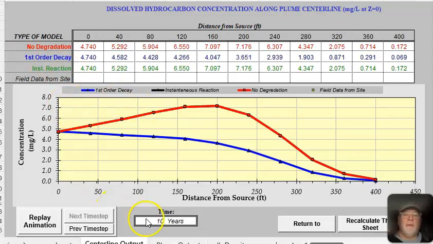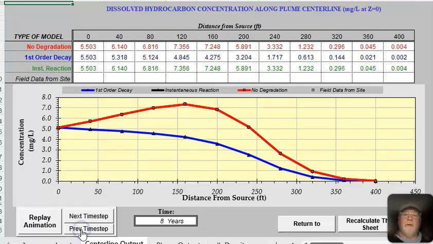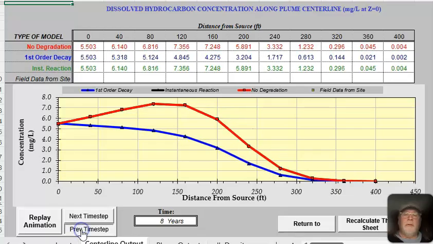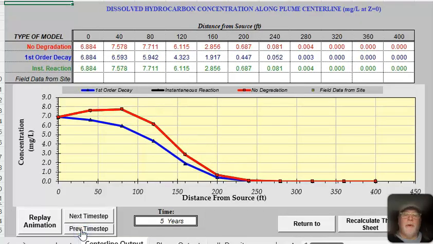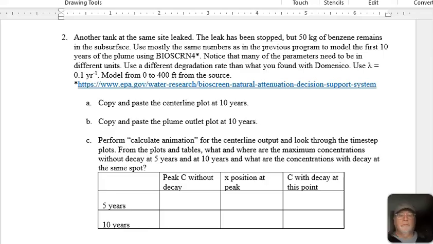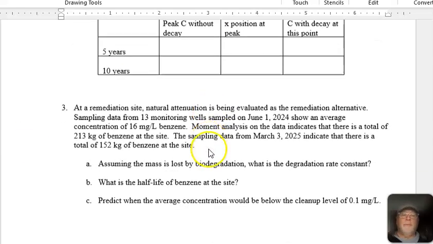I've run the animation. This is at 10 years. It gives me the concentrations with decay and without decay at a time of 10 years, and then I can scroll back through the animation to the different years and look at the curves and look at the numbers, and I want to make note of that at 5 years and at 10 years. So record those and look at it and see what it tells you.